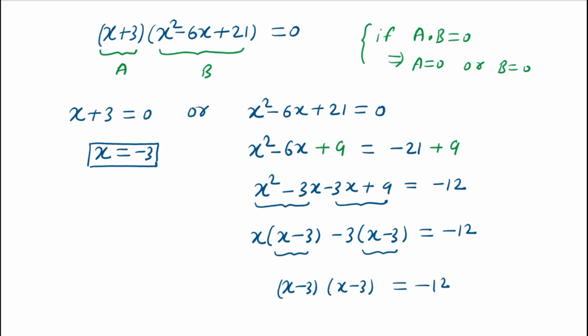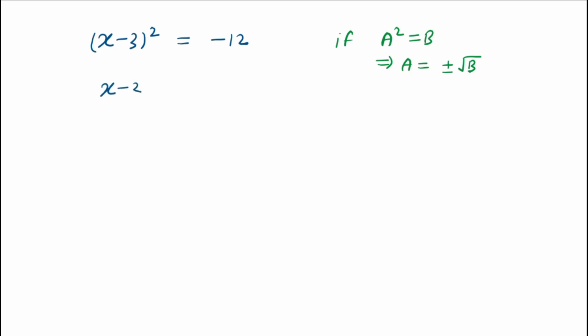In the left-hand side, (x − 3) times (x − 3) is (x − 3) whole square, and this is equal to −12. Now if we apply this rule, if a² is equal to b, this implies the value of a is equal to plus minus square root of b. If we apply this rule, then you can say x − 3 is equal to plus minus square root of −12.